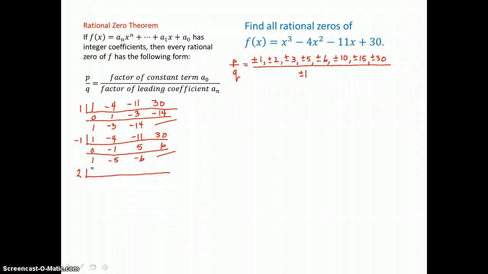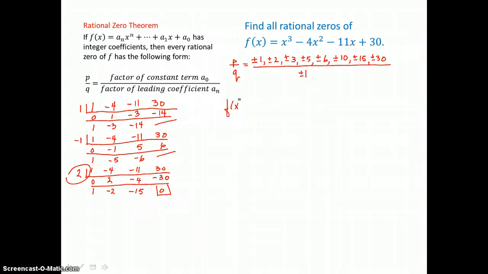So I'll try 2 through the coefficients. I'll put down a 0 and add. Multiply, 2 times 1, add. Multiply, get negative 4, and I'll add. I get a total of negative 15. And now when I multiply 2 times negative 15, I get negative 30, and when I add, I get my remainder of 0. So I've found the first zero of this function. It is 2, so I can start factoring f.